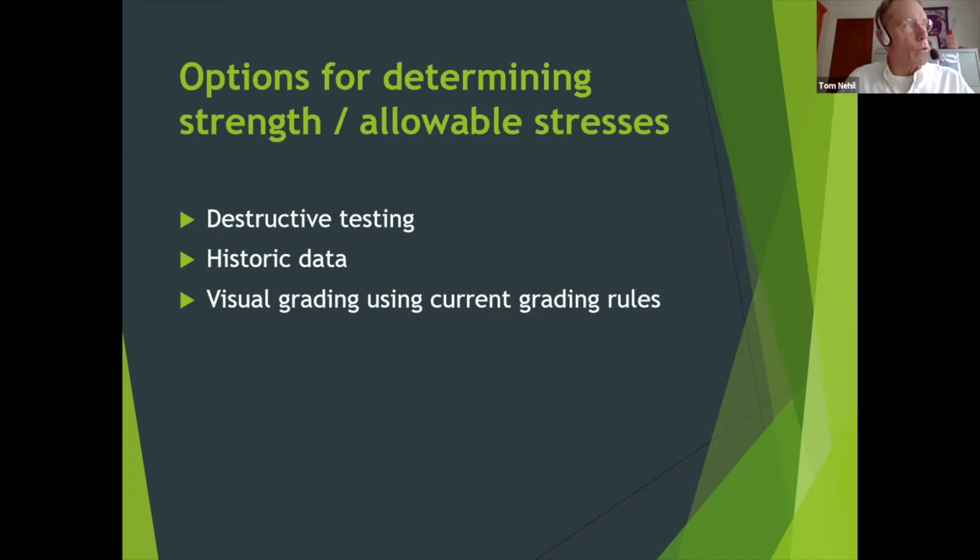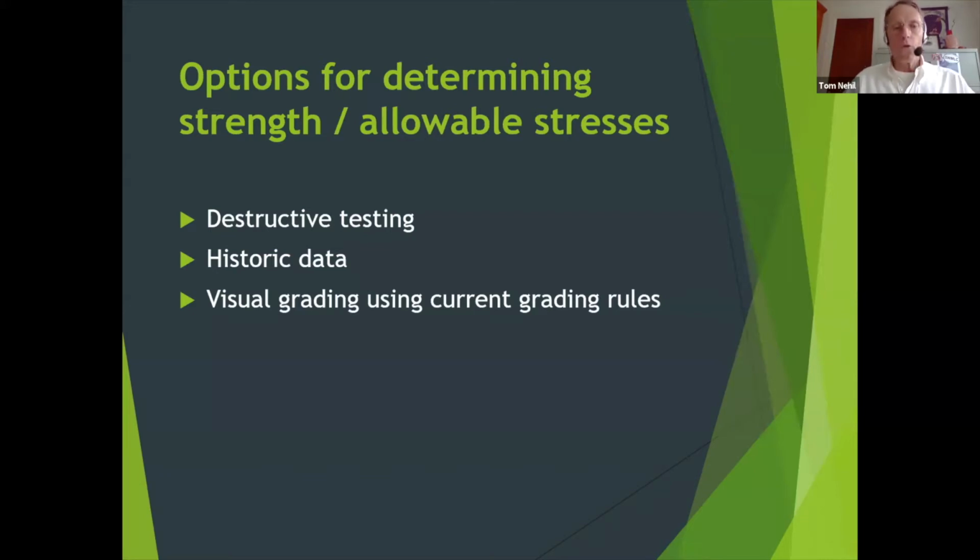Referring back to historic data for allowable stresses is kind of intriguing, because sometimes we see higher values in the old tables than we have in our current specification. The problem there is you need to know how those numbers were developed. What was the testing protocol? Did they test wet wood or dry wood? That makes a big difference. What were the grading standards? Grading rules have not stayed static over the last 100 years. They have evolved.